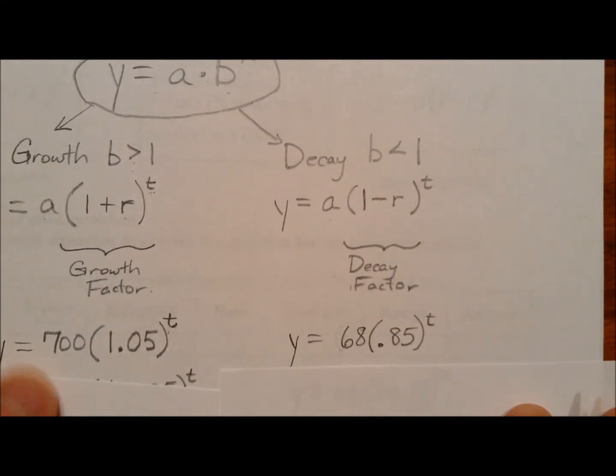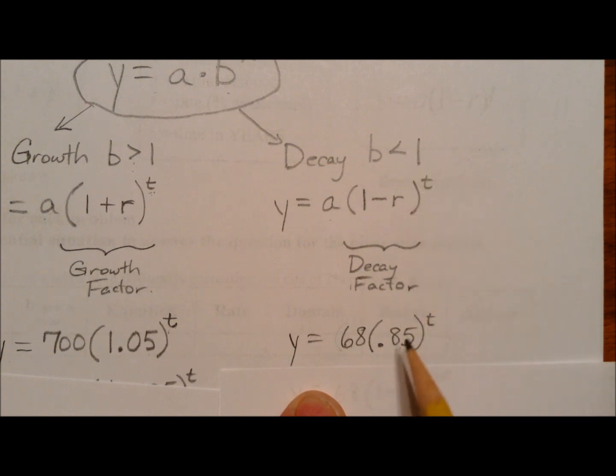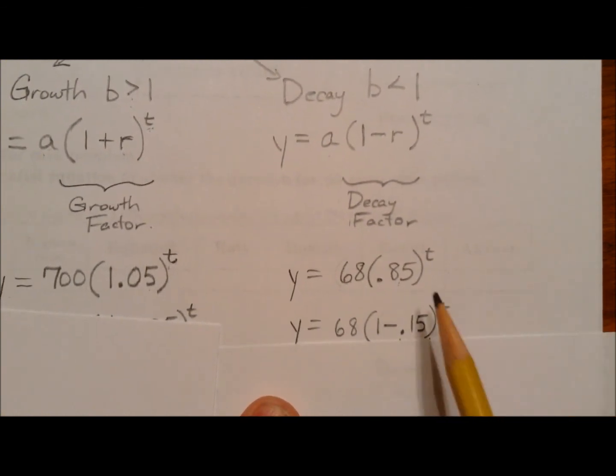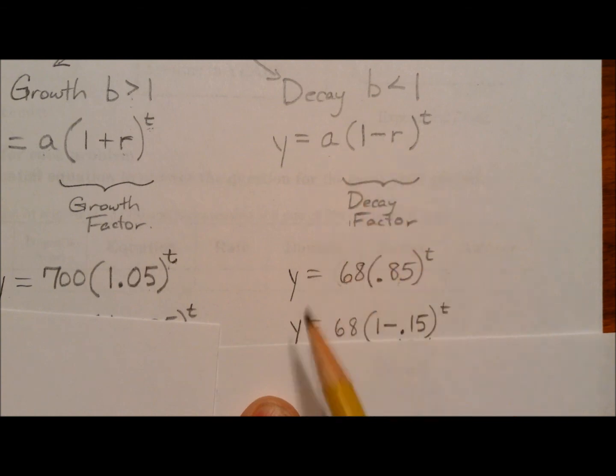So if we focus here on the decay, here's an example. I start off with 68. And you notice that my base is 0.85, which is less than 1. So this thing's going to be going down. How do I write 0.85 using a 1 minus? Well, it's going to be 1 minus 0.15. 1 minus 0.15 is the same thing as 0.85.